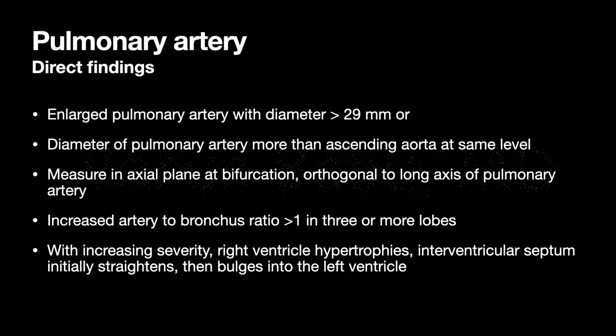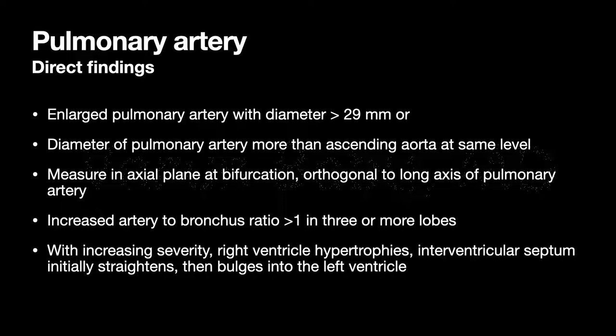Where do you measure it? Measure it in the axial plane at the bifurcation, perpendicular to the long axis of the pulmonary artery. Other findings include an increase in the artery to bronchus ratio more than 1 in 3 or more lobes.